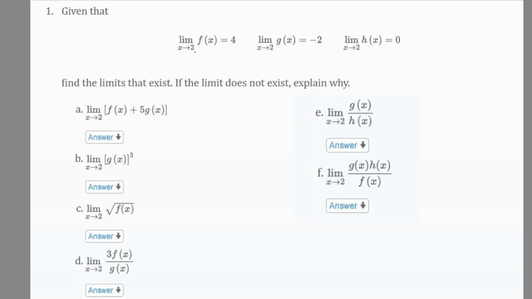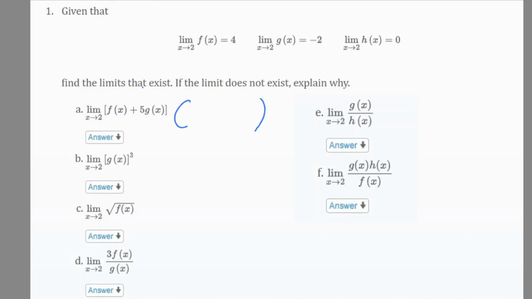Given that the limit as x goes to 2 of f(x) equals 4, as x goes to 2 of g(x) equals negative 2, and as x goes to 2 of h(x) equals 0. So we need to find these answers. A is asking us the limit as x goes to 2 of f(x) plus 5 times g(x). So we just create a simple addition here.